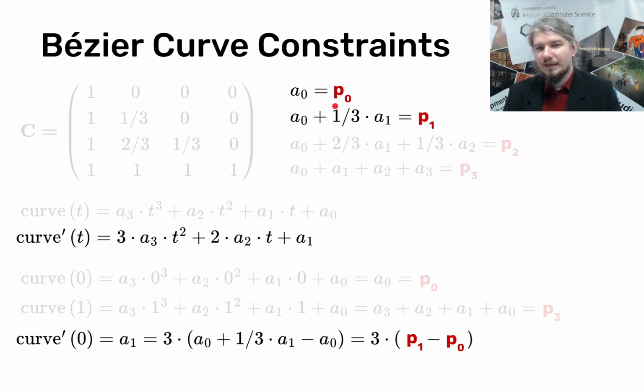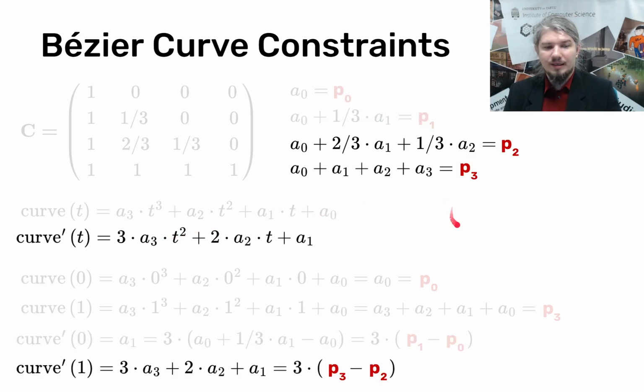So basically we can subtract P0 from P1. If we do that, these A0s will cancel out and we have 1/3 A1. But the curve's derivative at 0 is just A1, which means that we also have to multiply it by 3. So it tells us that our derivative is actually 3 times P1 minus P0. So we can take the vector from the first control point P0 to the second control point P1, and that is basically just 1/3 of the derivative. The actual derivative being 3 times longer than that line segment.